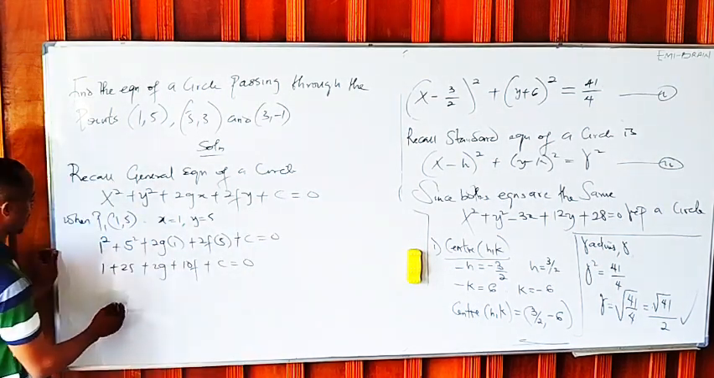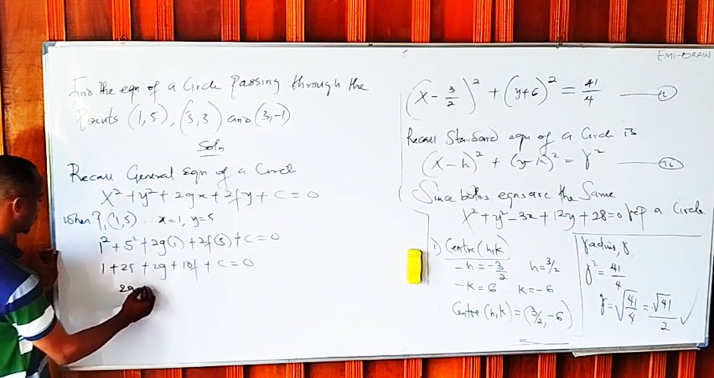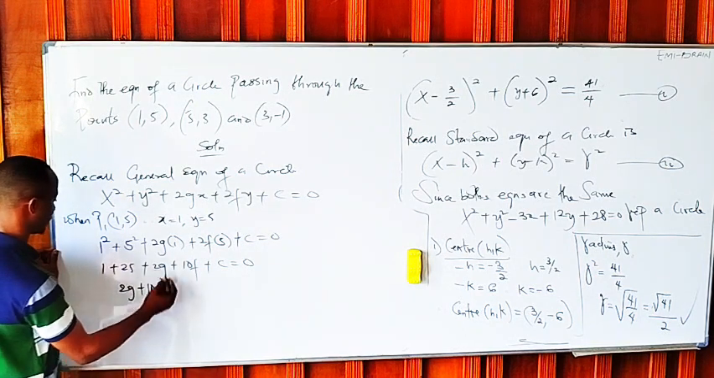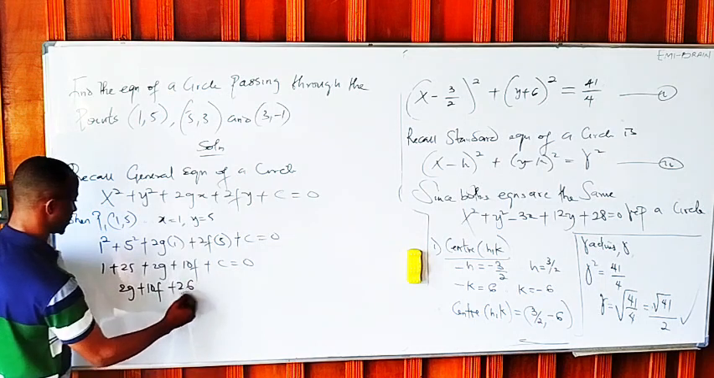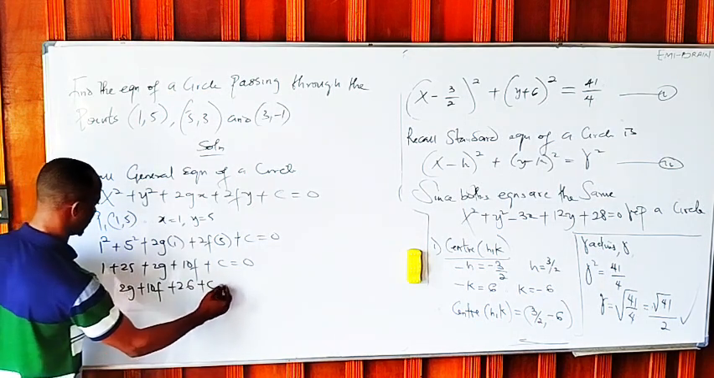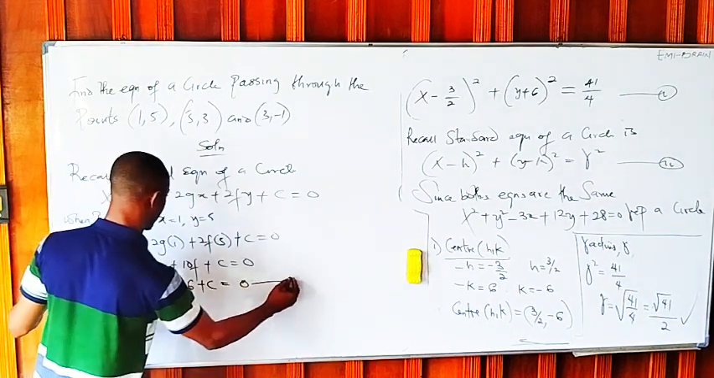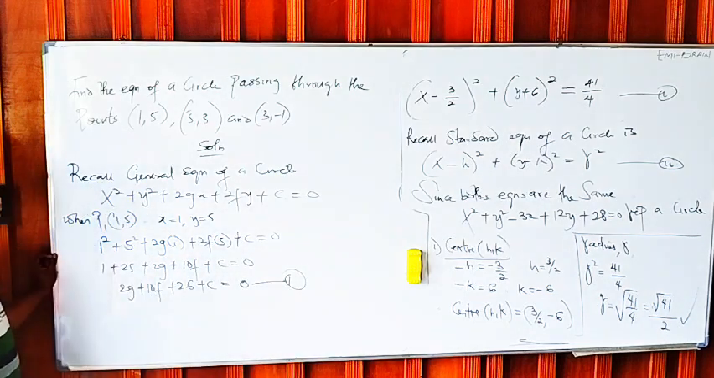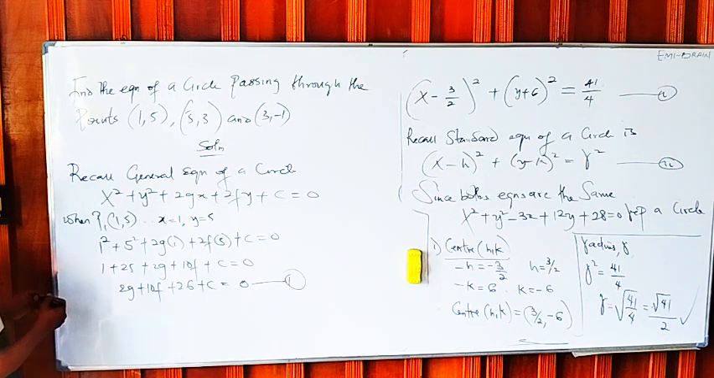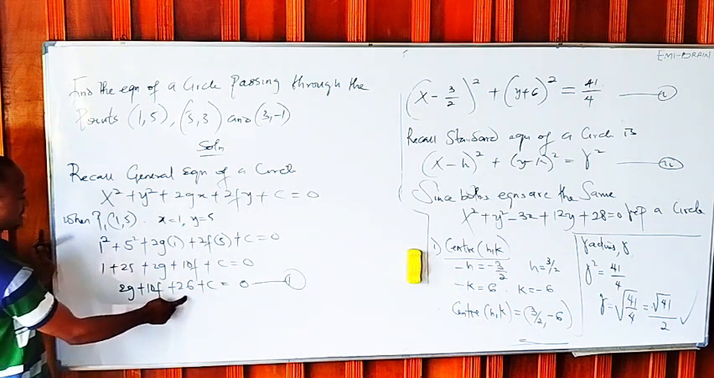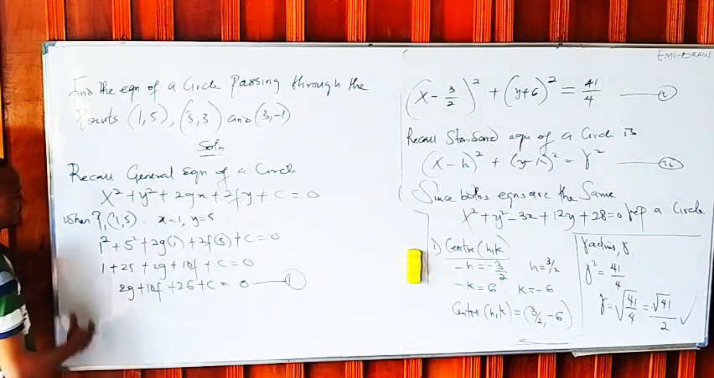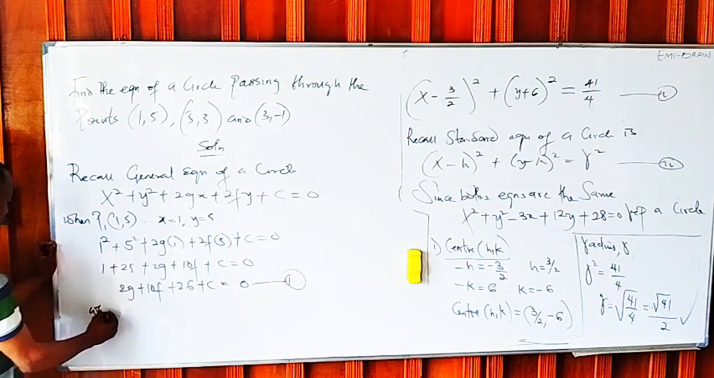Can I say this is the same as 2g plus 10f plus 26 equals 0? Equation 1. Can I? Yes. Are you following me? We added these two, now we have 26, right? Just in order.